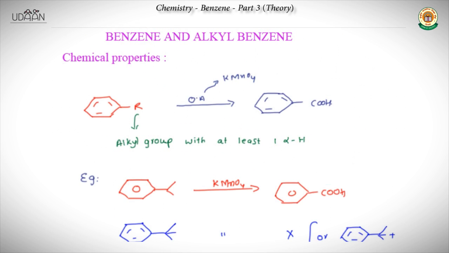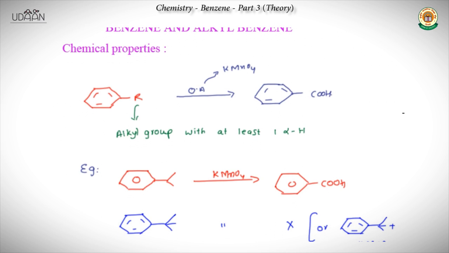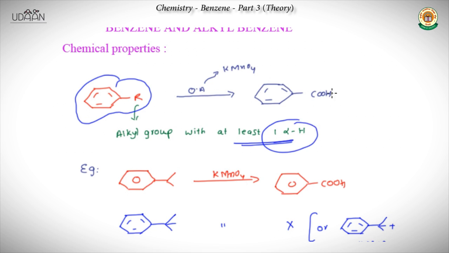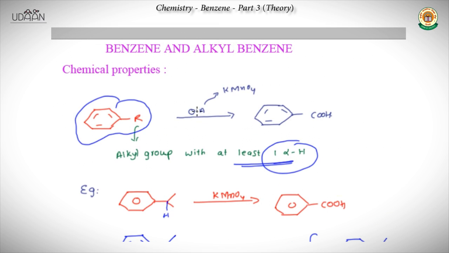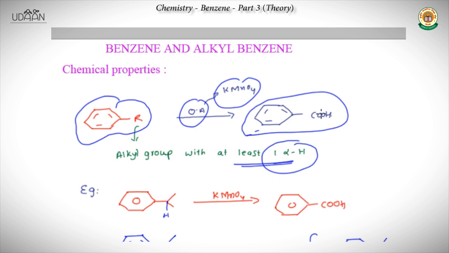Now let us look at some interesting chemical properties of substituted benzene, which is alkyl benzene. Take for example any alkyl benzene with at least one alpha hydrogen. Whenever this is subjected to a strong oxidizing agent like, say, KMnO4, you will get a carboxylic acid. That is PhCOOH, irrespective of the number of carbons present in this chain.